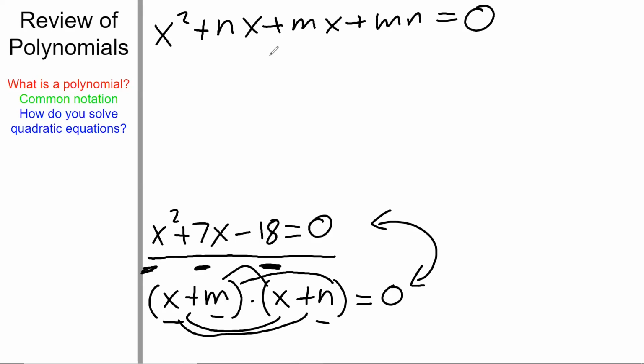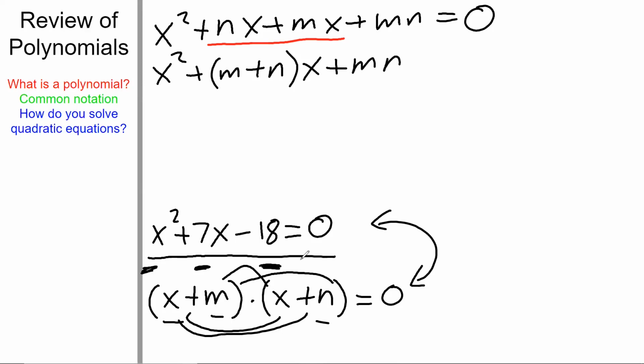And we can simplify this expression because we have two terms here that both have an x. So nx plus mx would be m plus n times x, plus mn. And this would be equal to 0.